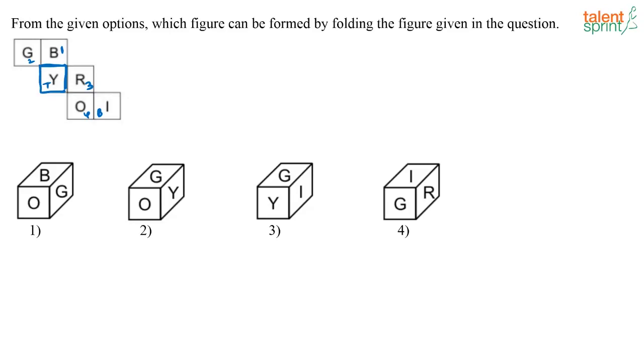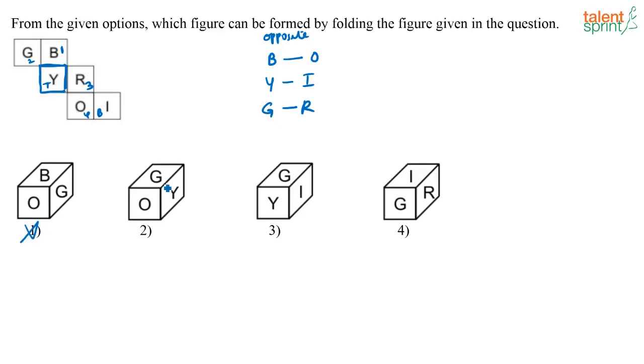So what will you get? If I fold it, looking at the opposite sides, I will have B opposite to O, Y opposite to I, and G opposite to R. Now the question is, which of the figures can be formed? Here you have B, O and G. Can B and O come together? They cannot. They are opposite faces. So this option is not possible.